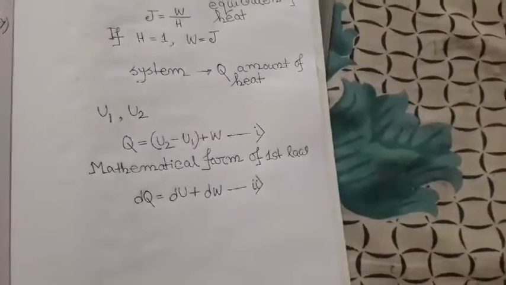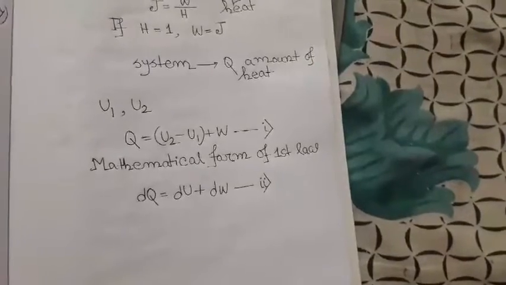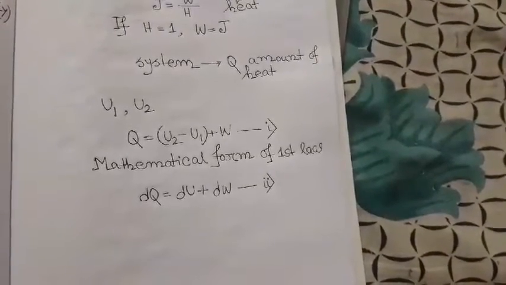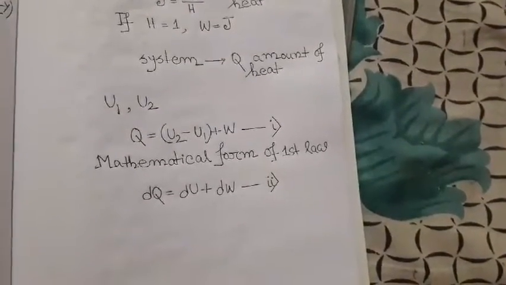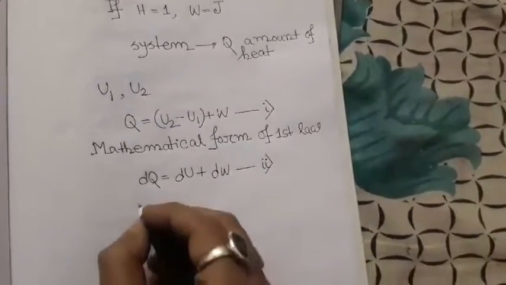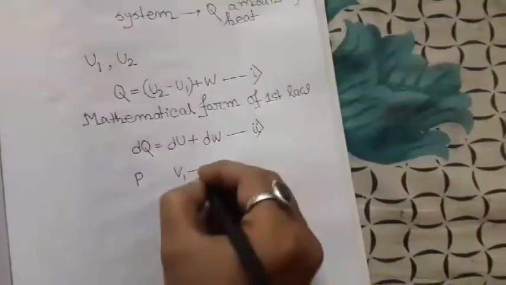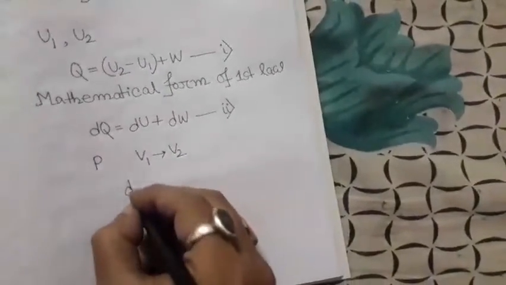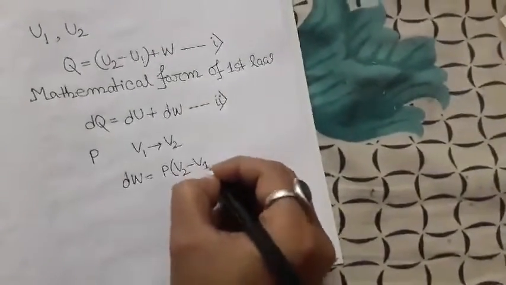Now let us calculate the value of dW in a more general way. Suppose we consider a system where pressure remains constant but volume increases from V1 to V2. Then the amount of work done can be written in this way: dW equals P into V2 minus V1, pressure multiplied by change in volume. So this can be P dV.